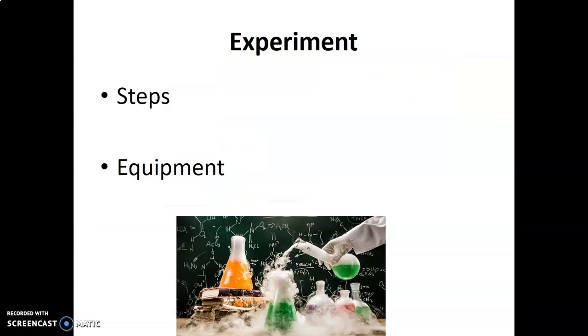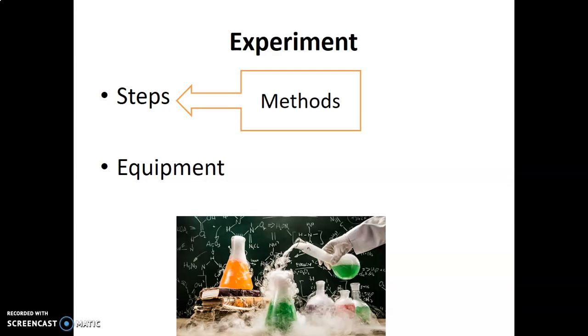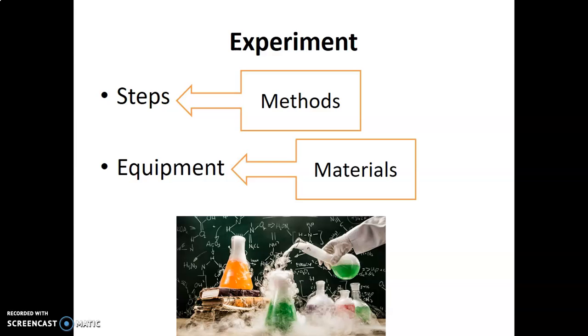So every experiment consists of some steps to be taken and the equipment, right? So the steps are called methods and equipment is called materials. That's why we have methods and materials section where we describe the experiment in steps and we mention what equipment was used.